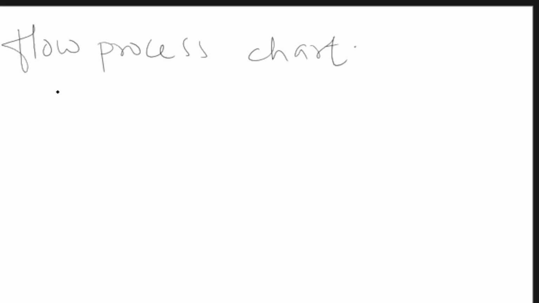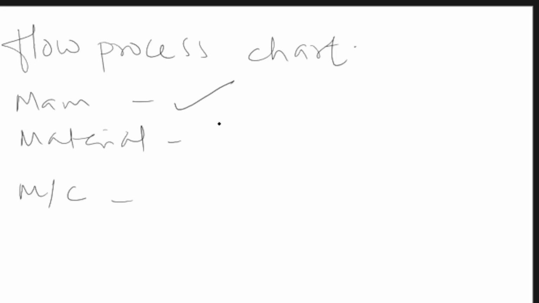Now, friends, in the organization, if we talk about the flow process chart, you know that there are three M's: man, material, and machine. The man type flow process chart will record all the activities of man. The material type flow process chart will record all the activities of material, and the machine type flow process chart will record all the activities of machines.